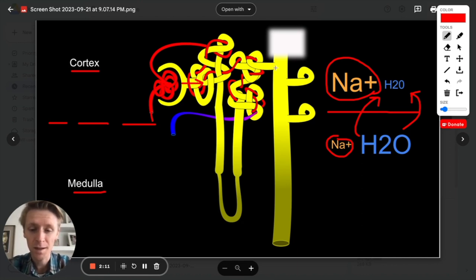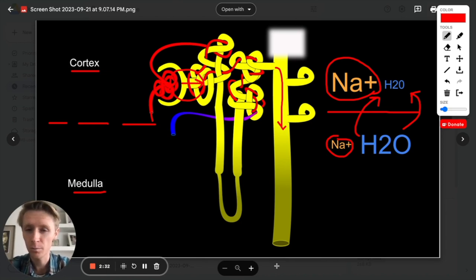Eventually, that filtrate's going to make its way all the way into this collecting duct over here and leave the body, which is great. We want that waste out of our body, but the problem is we don't want to lose all that water that's initially here at the beginning. So the body needs a way to essentially get water out of these yellow tubes and back into the body before it leaves. So how are we going to do that?